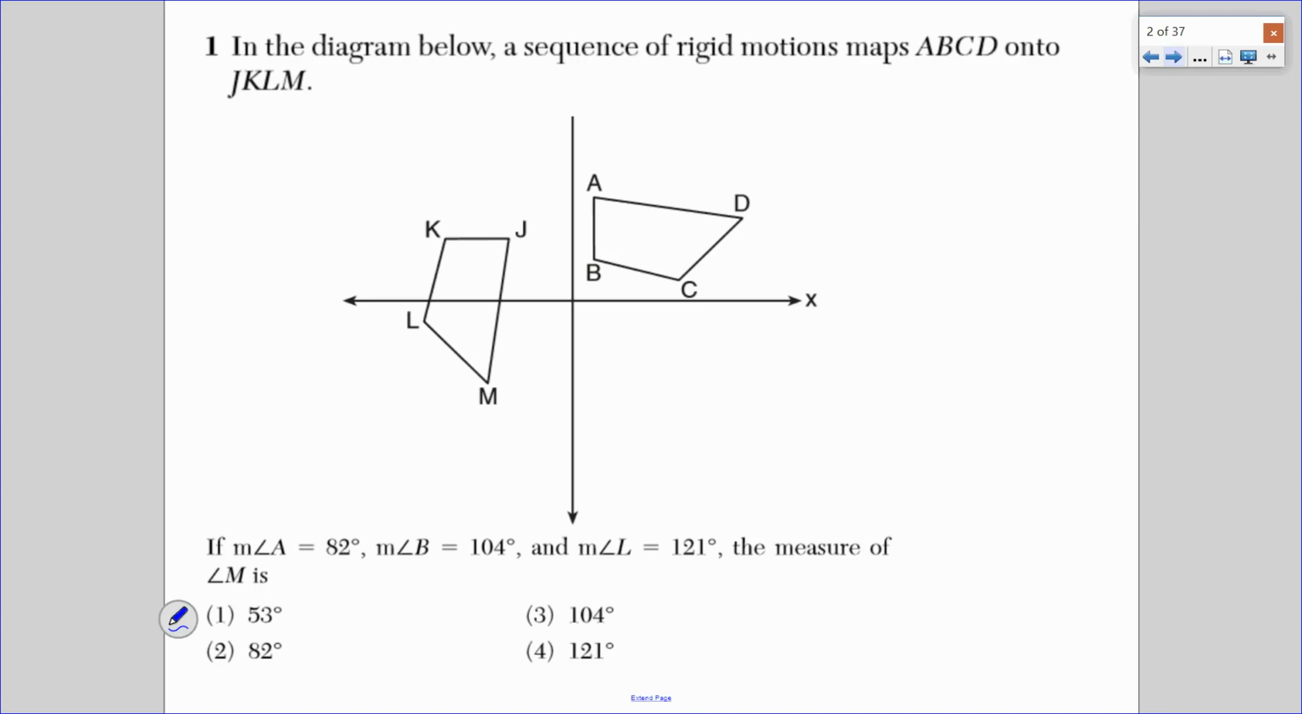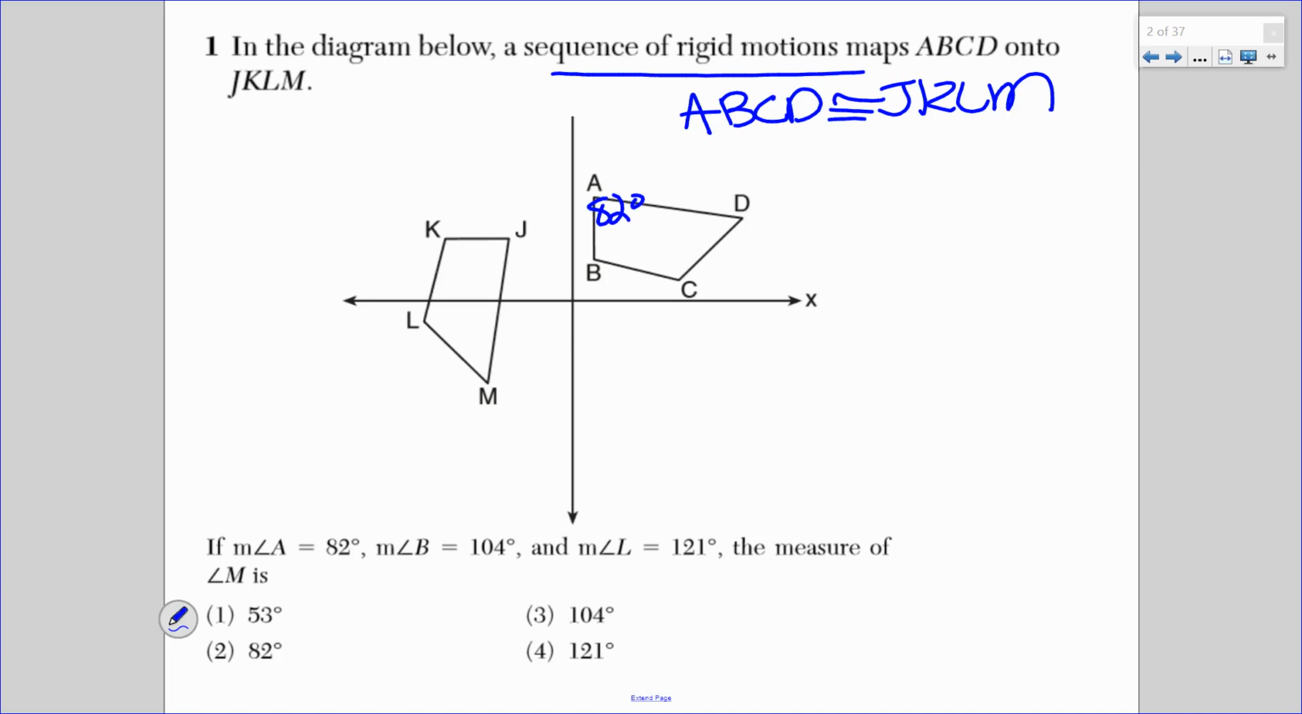Number one, in the diagram below, a sequence of rigid motions maps ABCD onto JKLM. Well, what that's telling you is that ABCD is congruent to JKLM. So if angle A is 82, I know that since A corresponds to J, J is also going to be 82. I know that angle B is 104. So if angle B is 104, then angle K is also 104.